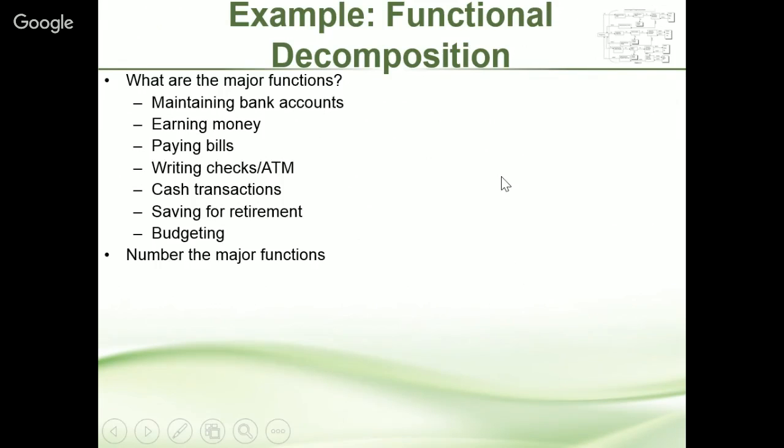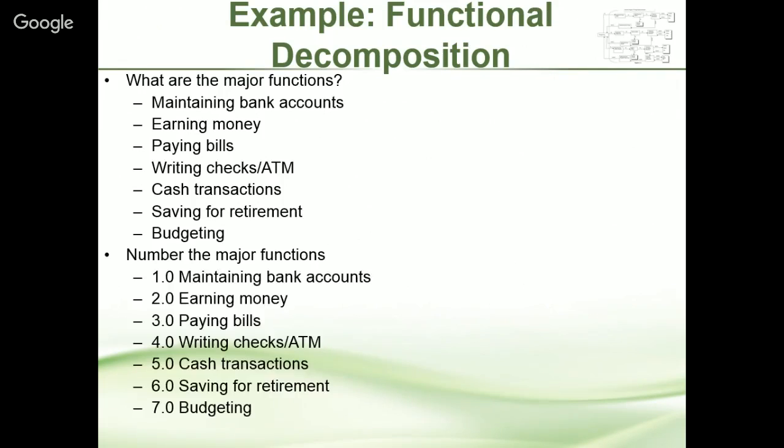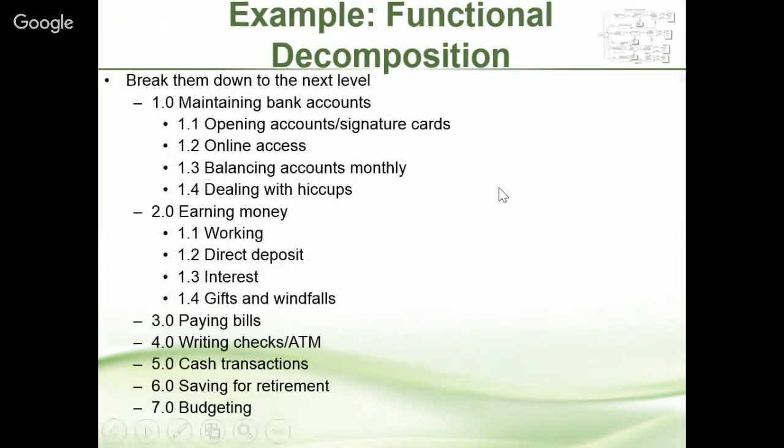So now we're going to number them. That's your first step. You've identified them. Now we're going to call them 1.0, 2.0. Nothing really big there. But then we're going to break it down further. And I've only broken down 2 of them, but you can see how this looks.